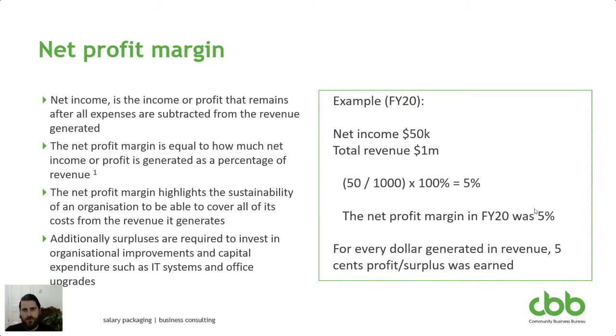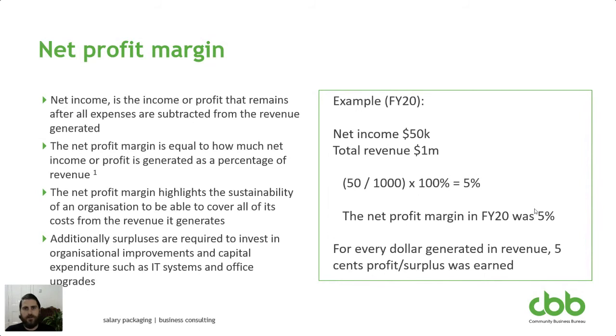Furthermore, it's also worth mentioning that some might say that if your net profit margin is below the inflation rate, say inflation's 2% and your net profit margin is 1%, then there's an argument that you've actually operated at a loss for that year when taking into account inflation, as an example.